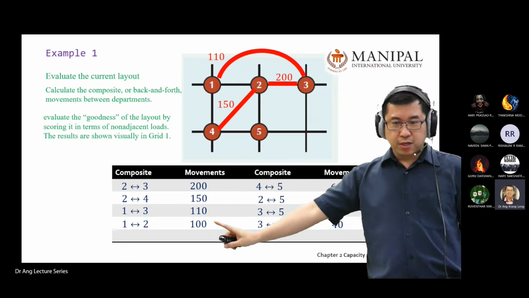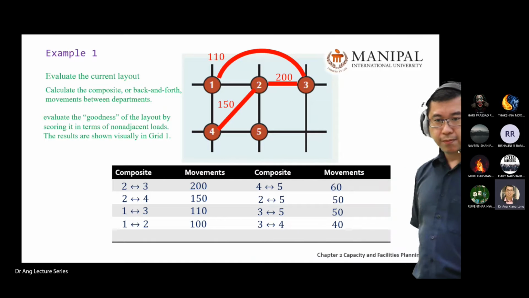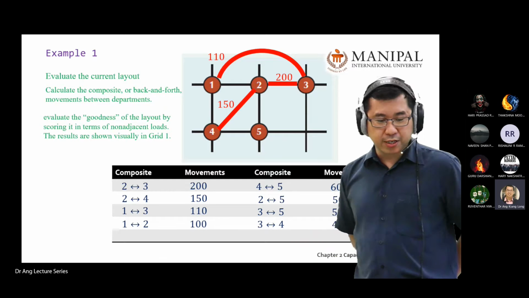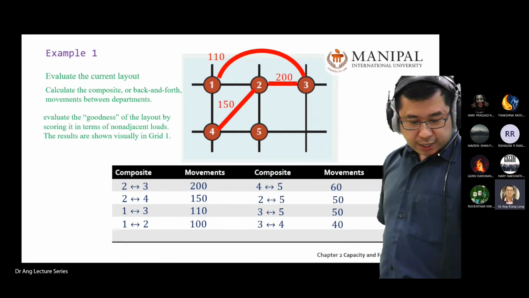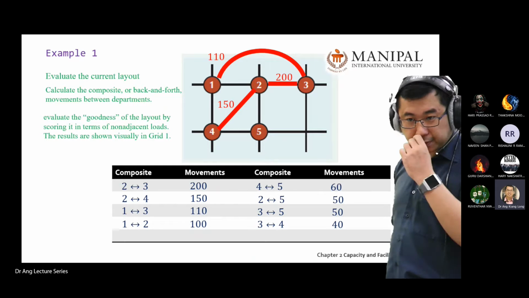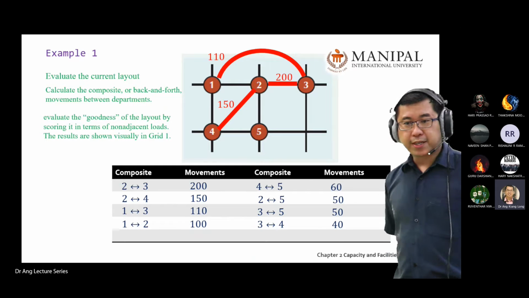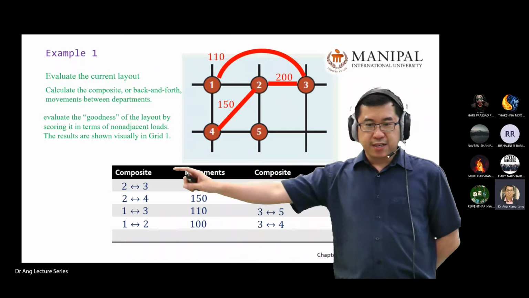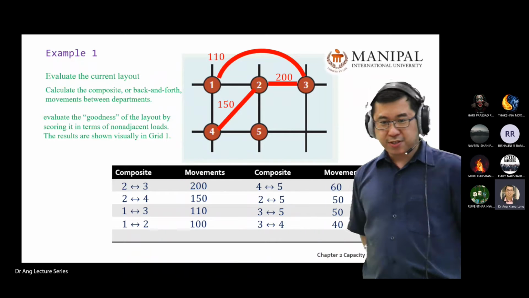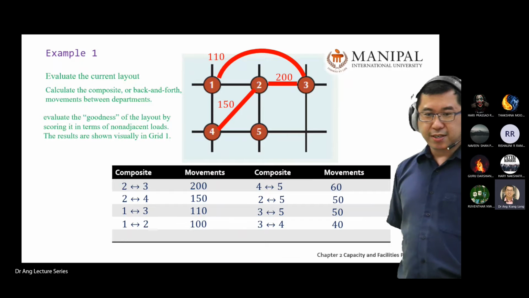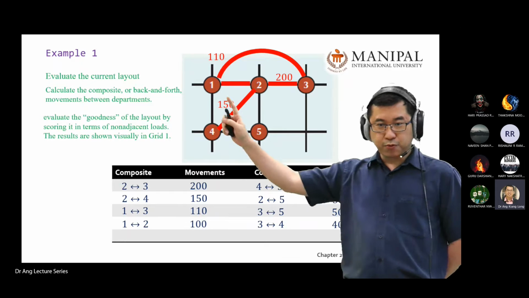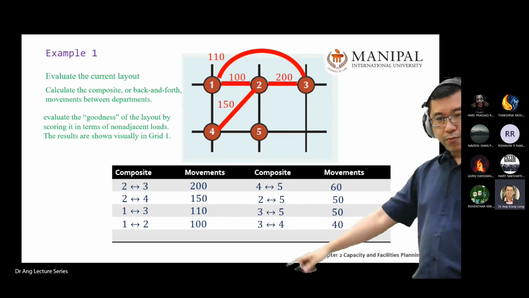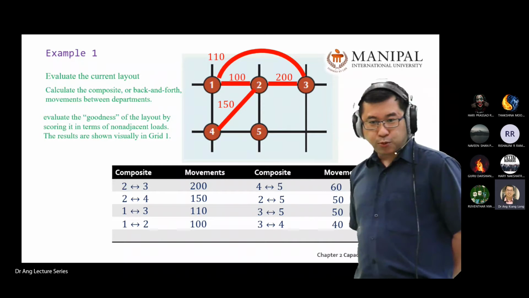Okay, we continue with this one. 1, 3, 1, 2. Is the 1, 2 relationship adjacent or non-adjacent? Shalini? 1 to 2. Is it adjacent or non-adjacent loads? Adjacent, because it moved one unit only. Okay, put in 100. Very good. You do the rest.